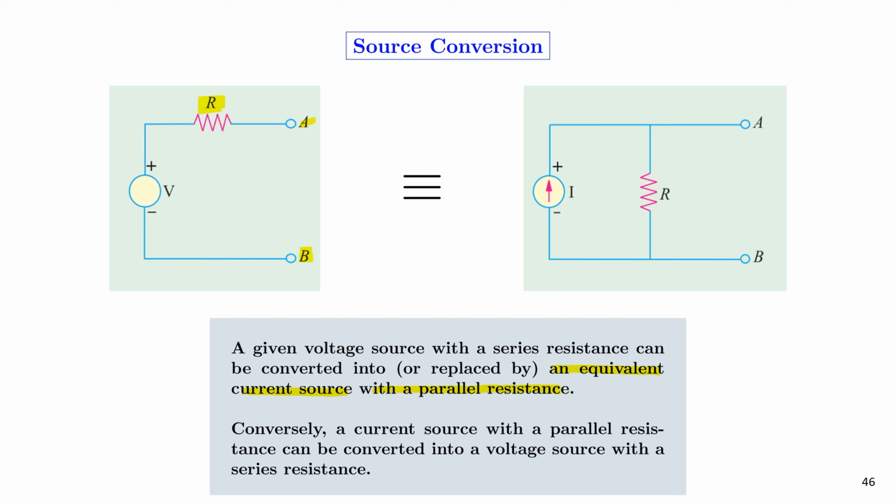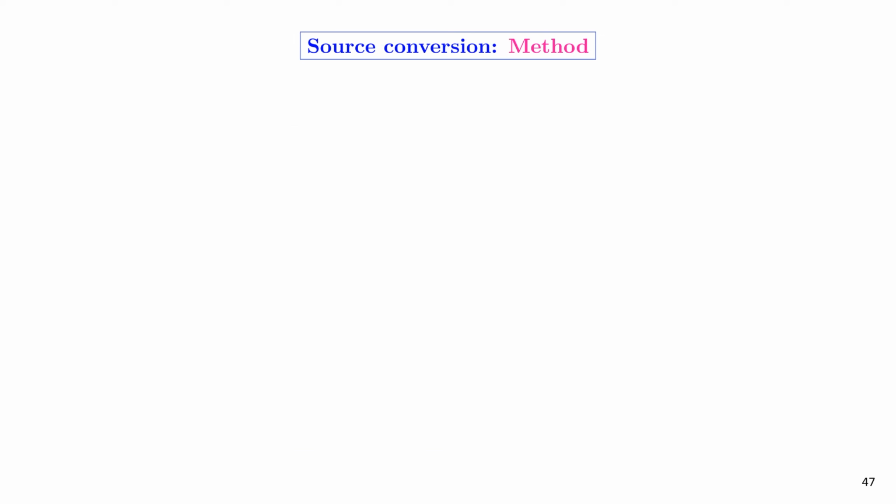In the second figure, we have a current source and the resistor has been connected in parallel with the current source. And conversely, a current source with a parallel resistance can be converted into a voltage source with a series resistance. So this is the source conversion technique. Let's try to understand how it can be done.